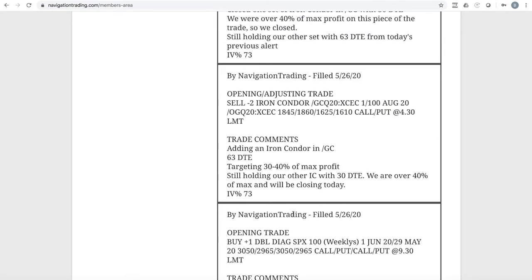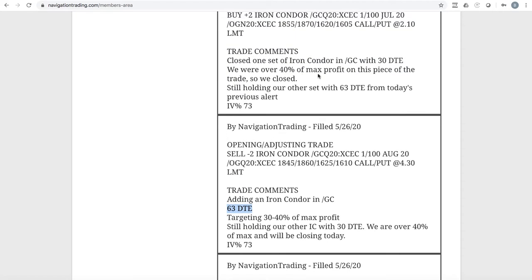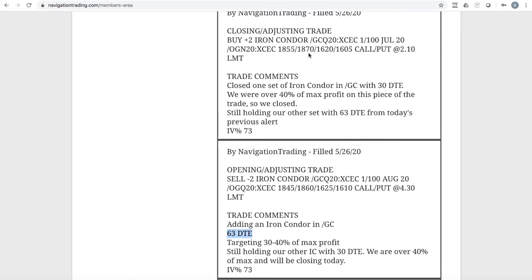Next trade, opening adjusting trade. We added an iron condor in gold. We like to stay with 30 to 60 days, but we were in that 63-day range at the time we put this on. We were over 40% of max profit on the one in the previous cycle, the one with 30 days to expiration, so we went ahead and booked that and put this one on. Not a big deal, just slightly longer than we typically do.